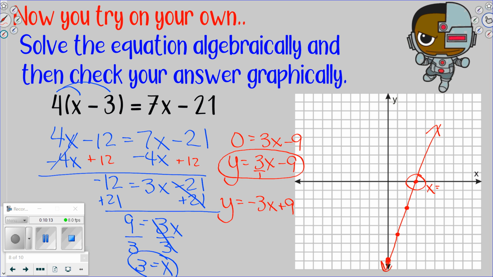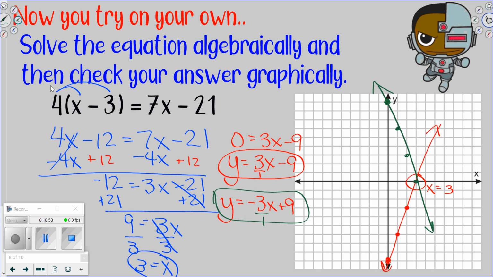Right at 3. But wait a minute, what if I do it the other way? What if I graph this one? I'd start at a positive 9. Then I go down 3, but over 1. My lines look different, but what do I know about where it crosses the x-axis? Same spot. So it didn't matter if you went to the left or moved to the right. It doesn't matter. You should still cross at what the x equals.